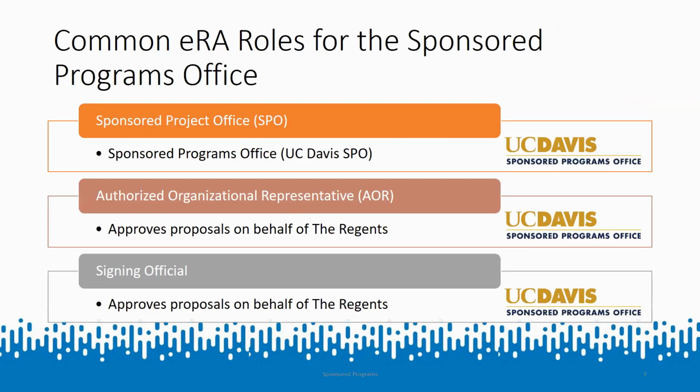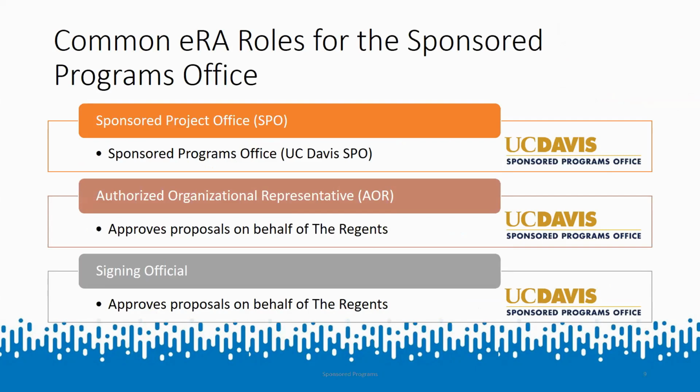Okay. These are common roles that are just for SPO people. The Sponsor Projects Office, that's pretty clear. Sponsor Program, Sponsor Projects Office, right? A lot of places call it Sponsor Projects instead of Sponsor Programs.